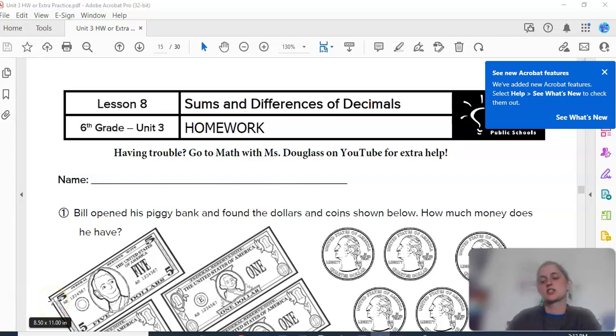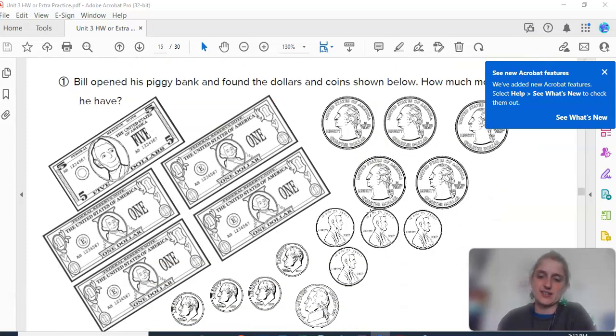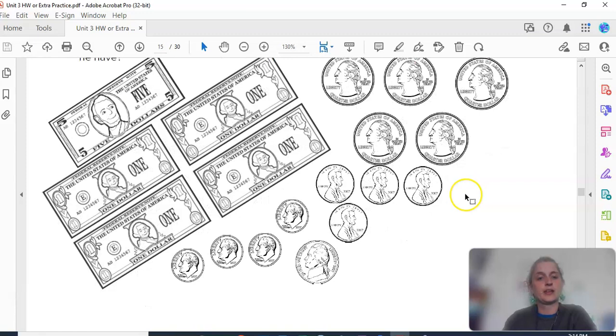Hey mathematicians, let's do your homework. It's Friday and we want it to be over with, so let's do it fast. We are going to add up how much money this is.